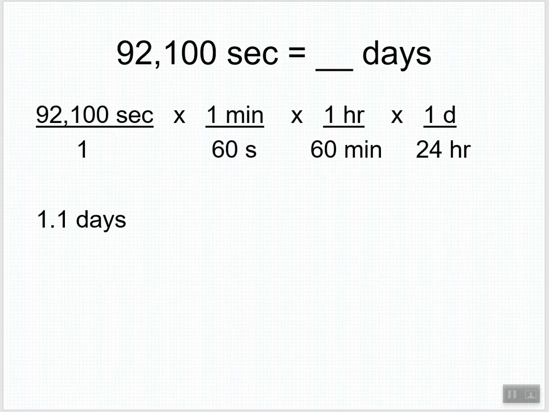When you multiply across, you're going to get 92,100 divided by, okay, when I took 60 times 60 times 24, I got 86,400. So we're going to take 92,100 divided by 86,400, and then we get 1.1 days. Sorry, and the days are the only thing that's left because everything else has canceled along the way.